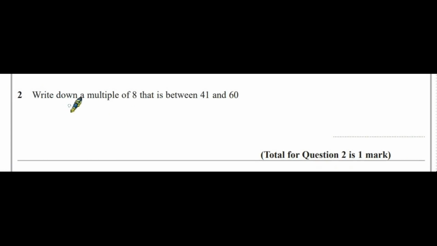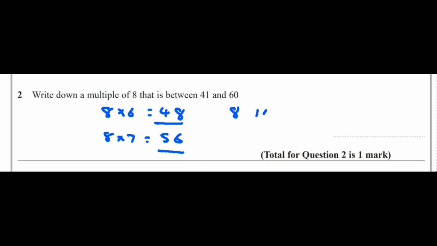And question 2 is write down a multiple of 8 that is between 40 and 60. Well, answering this will depend on your confidence in your multiplication tables. If you do know your 8 times table, then you will know that 8 times 6 equals 48 and 8 times 7 equals 56. So either of those two answers would be good. If you are not so sure, then you would have to count up in 8s until you get to one of the numbers that you are looking for, and again the same numbers would appear.